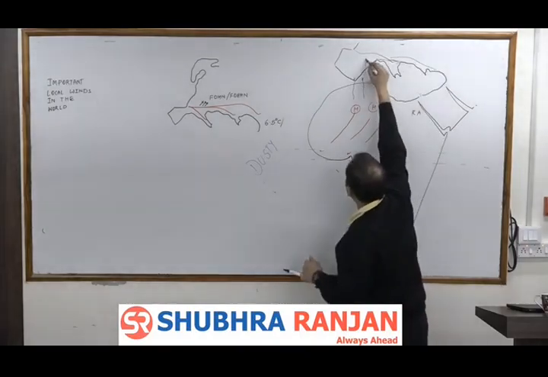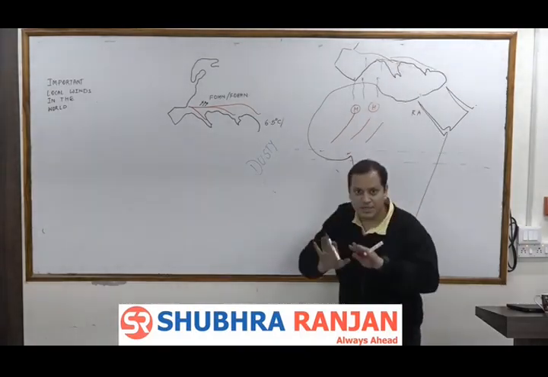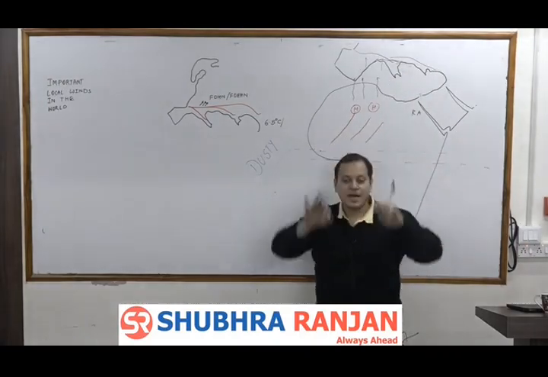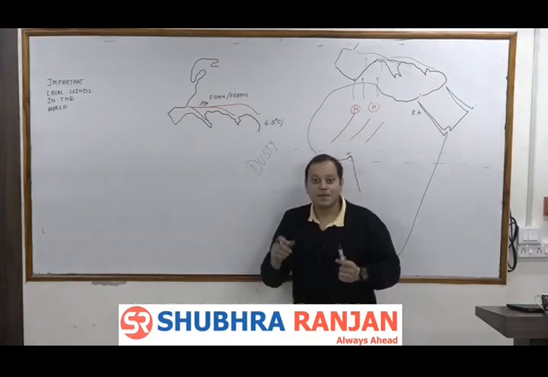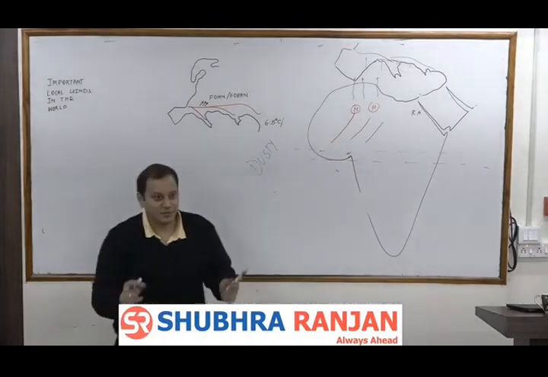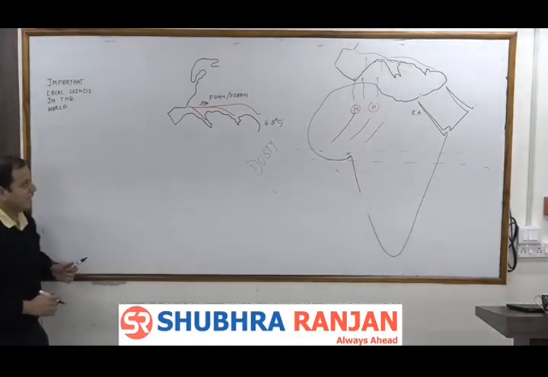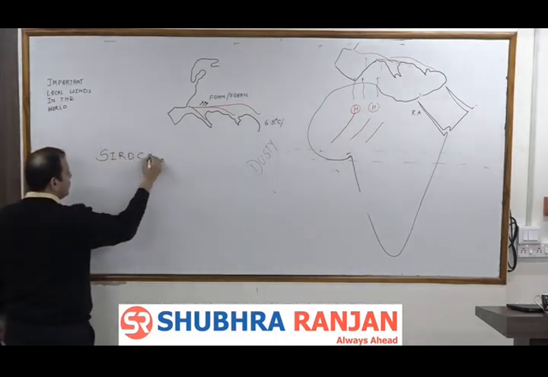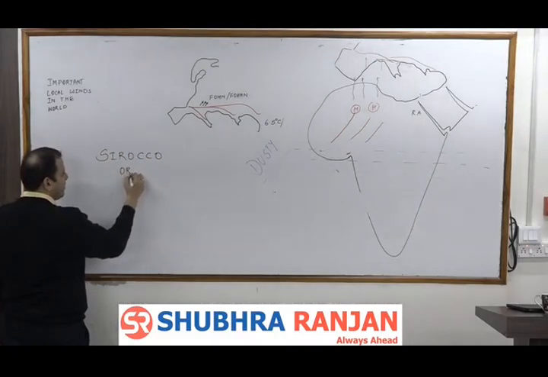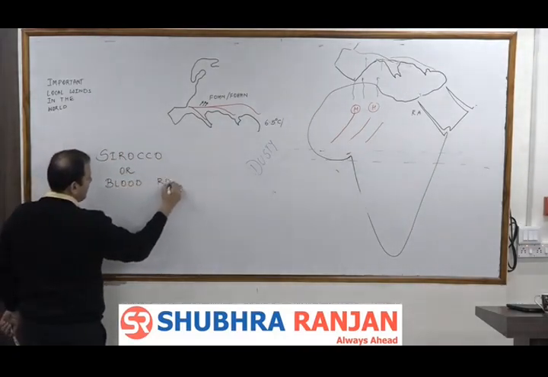And after going to Europe, due to the Alps, it is forced to rise up. And when it is forced to rise up, क्या होगा? It will give rain. But वो rain is red in color due to the presence of sands. And इसीलिए this wind is known as Sirocco or blood rain.